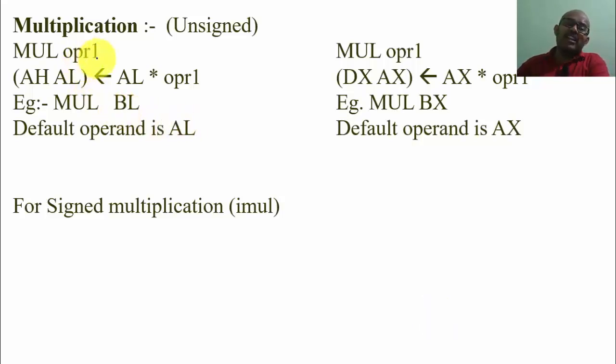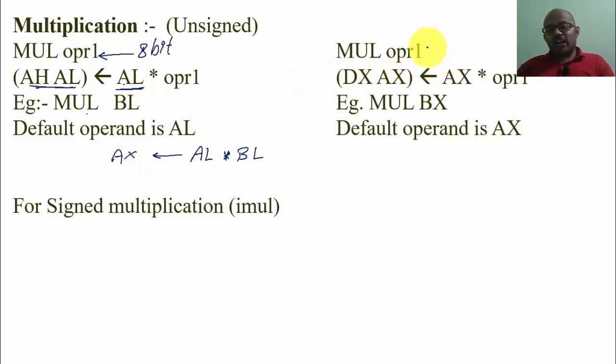If you are making use of MUL followed by operand 1, if this operand 1 is 8 bits wide, then the default operand is the AL register. AL is multiplied by operand 1, and the result is put back in the AX register, that is, AH and AL. An example is MUL BL. BL contents will be multiplied with AL, and the result is put back in the AX register.